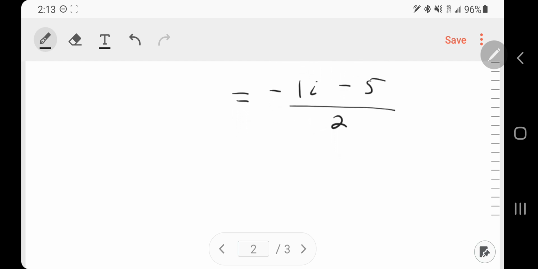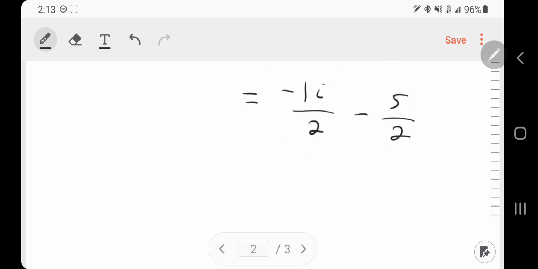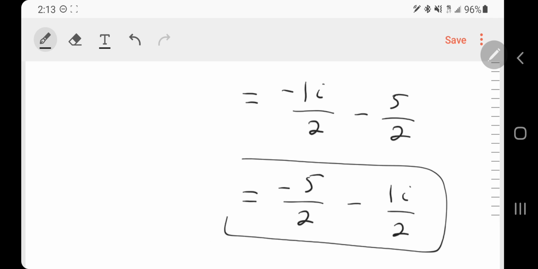And for our final answer, we can split this and simplify anything we can. So we have negative 1i over 2 minus 5 over 2. Now, if you'd like to write it in complex number form, sometimes we like to write the real part first. We can do that as well. So it would be negative 5 over 2 minus 1i over 2. And that would be in complex number form.